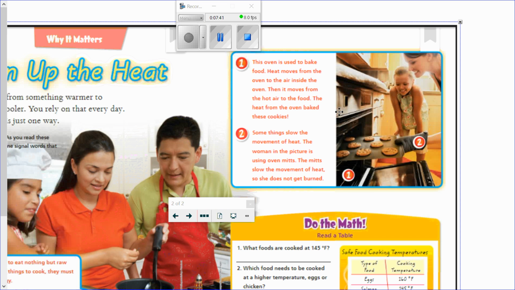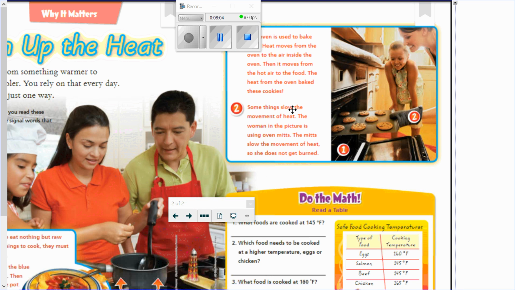It says number 1, this oven is used to bake food. Heat moves from the oven to the air inside the oven. Then it moves from the hot air to the food. The heat from the oven baked these cookies. Some things slow the movement of heat. The woman in the picture is using oven mitts. The mitt slows the movement of heat so that she does not get burned.